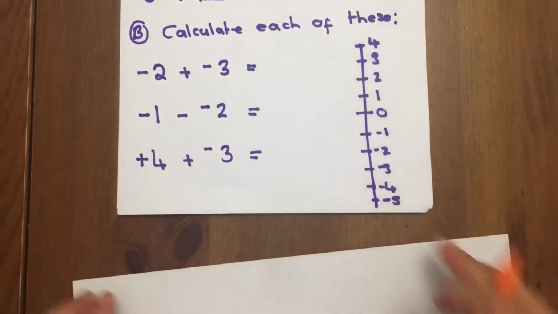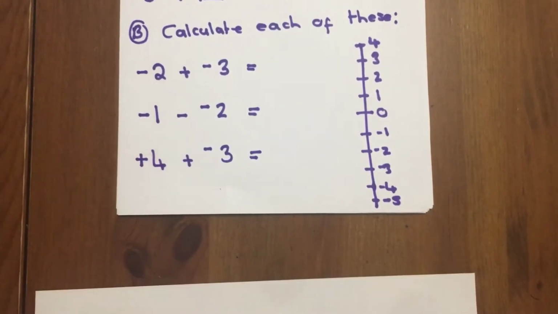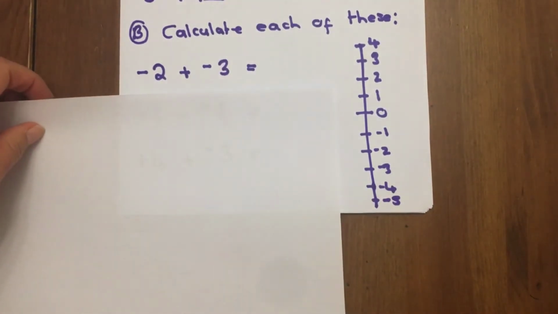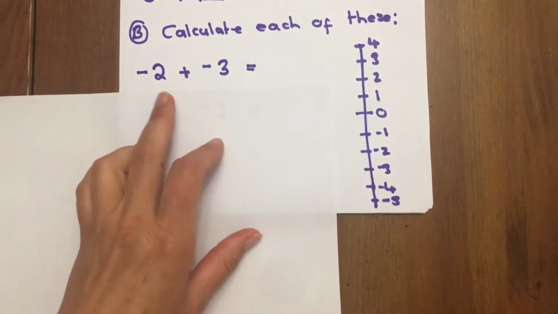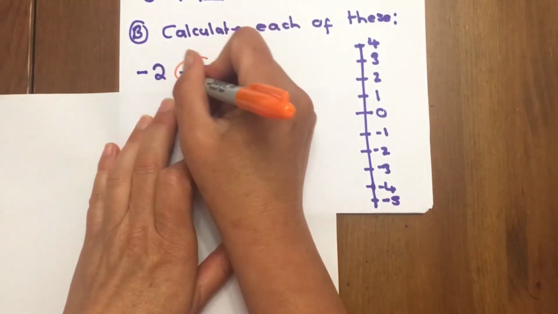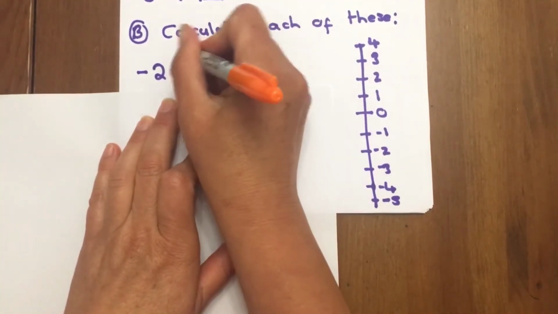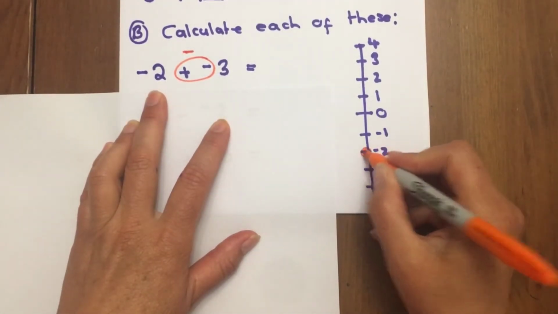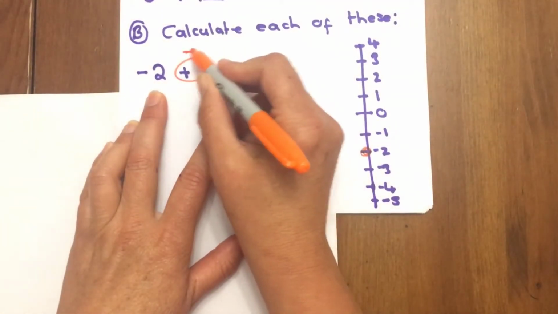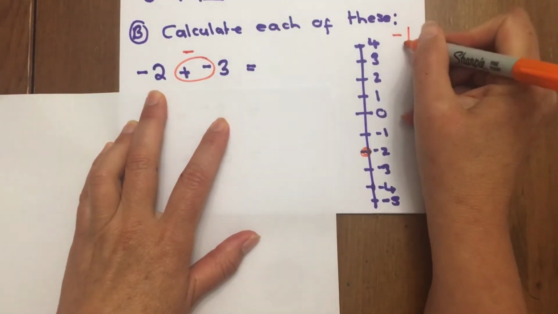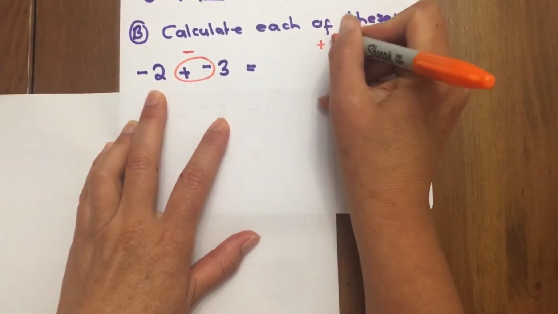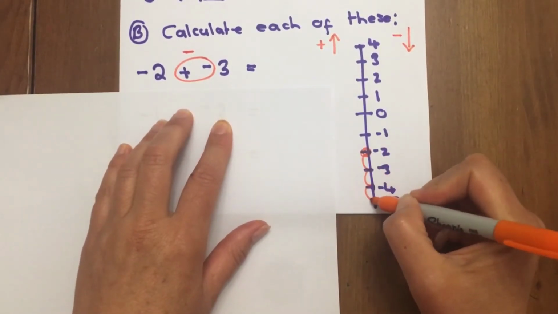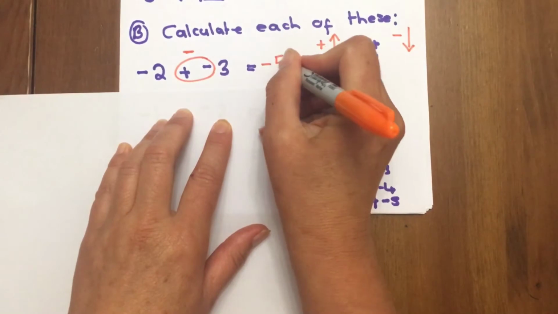Using this number line, you're going to have a go at these 3 questions. I'll do the first one for you, then the other 2 you can do yourself. Right, -2, add a minus. Add a minus is the same as take away. So you start at -2 and we're going to go down. Remember, minus means go down, plus means go up. You're going to go down 3. 1, 2, 3. We end up at -5.